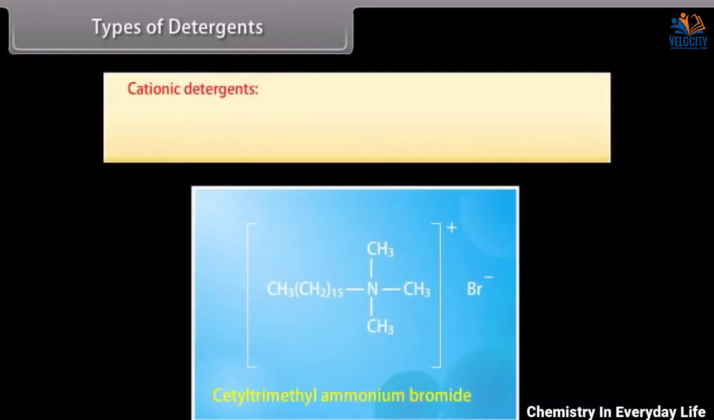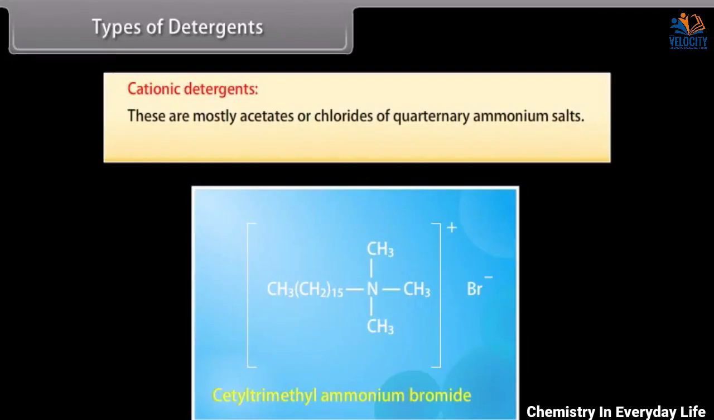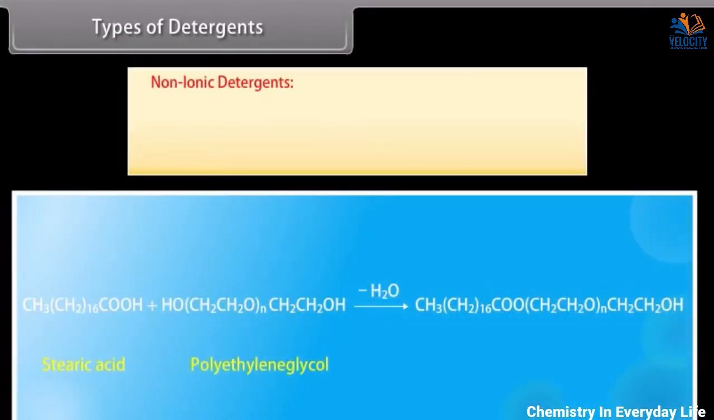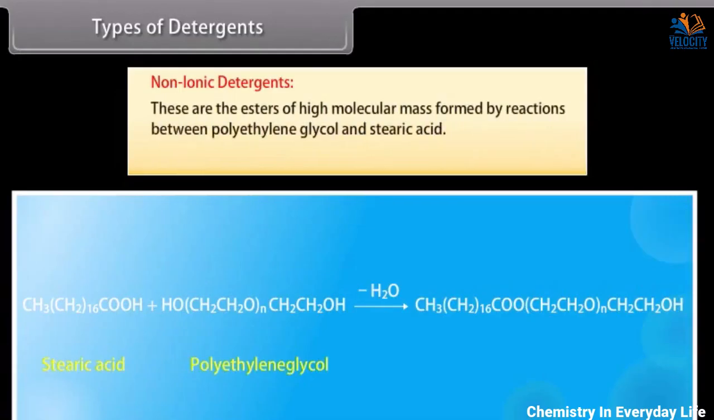Cationic detergents. These are mostly acetates or chlorides of quaternary ammonium salts. They are more expensive, therefore used to a limited extent as germicides. For example, cetyl trimethyl ammonium bromide. Non-ionic detergents. These are the esters of high molecular mass formed by reactions between polyethylene glycol and stearic acid. Some liquid dishwashing detergents are of non-ionic type.